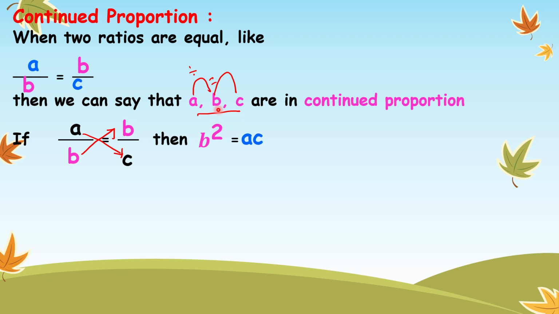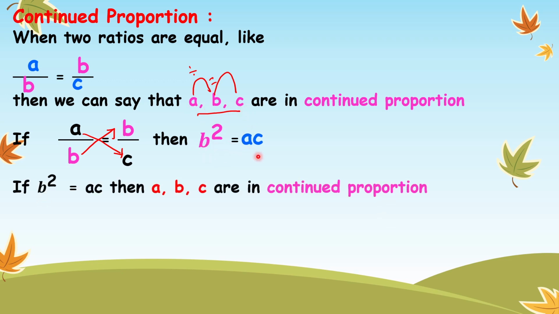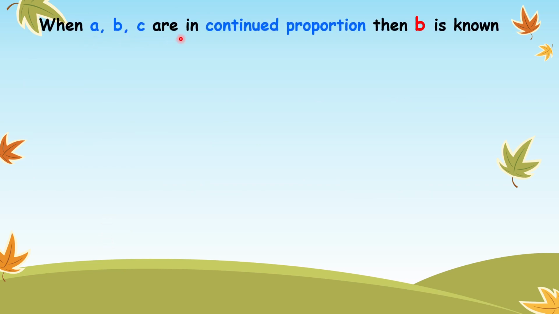Here B is the middle term. Therefore, the square of middle term is equal to product of end terms. If B square is equal to AC, then we say that A, B, C are in continued proportion, or A upon B is equal to B upon C. When A, B, C are in continued proportion, then B is called geometric mean of A and C, or B is mean proportional of A and C.